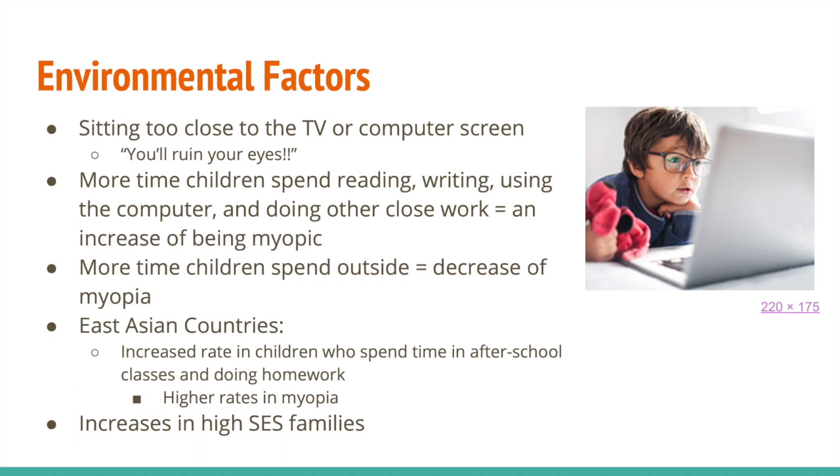A study says that East Asian countries have an increased rate in children who spend time in after-school classes and doing homework. Therefore, they have higher rates of myopia. This is also increased in high SES families, which is opposite to what it would normally be, because of their access to computers, TV screens, and harder, rigorous academic programs that would include more homework time.